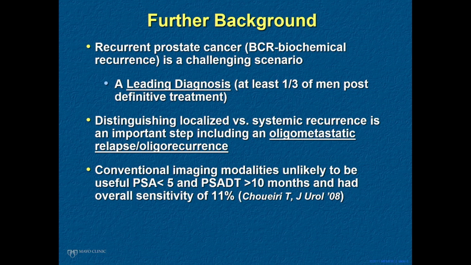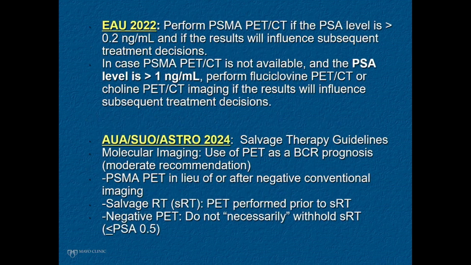So we know that recurrent prostate cancer is a challenging scenario and a leading diagnosis that we all face, and that at least a third of our men who have undergone definitive treatment, i.e. prostatectomy, will be found to have a biochemical recurrence. Distinguishing a localized versus systemic recurrence is an important step, including perhaps now identifying an oligometastatic or oligorecurrent relapse. Obviously, you've heard conventional imaging modalities are unlikely to be useful when PSAs are less than 5 or PSA doubling times are greater than 10 months, and the overall sensitivity is quite poor for conventional imaging.